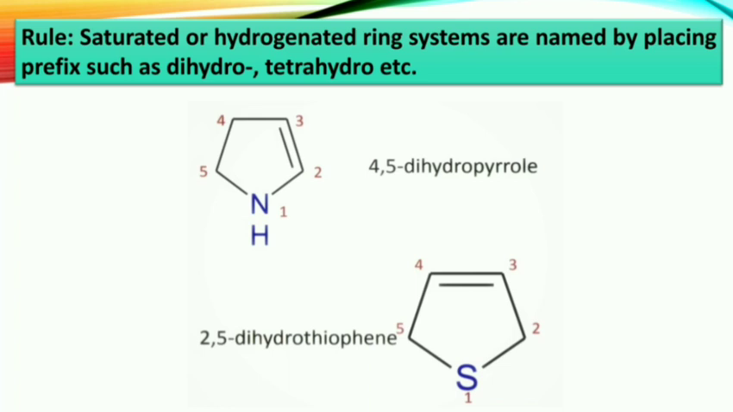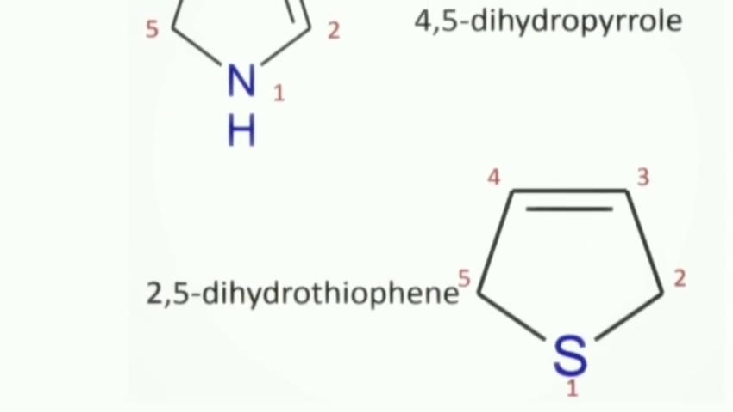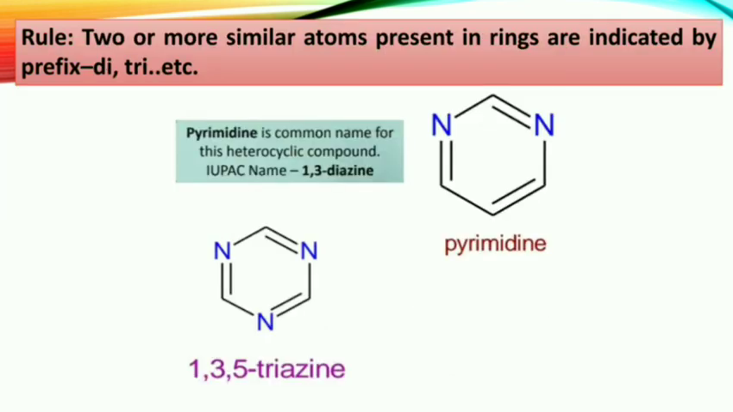We'll take another example containing sulfur as a heteroatom in the structure, and you can identify that the 3 and 4 positions are unsaturated in the structure, but the 2 and 5 positions are hydrogenated. Look at the position numbers 2 and 5 which are hydrogenated. So mention the numbers on the structure while you are giving the name. So 2,5-dihydrothiophene will be the name for the structure. Then we will see another rule. When 2 or more similar atoms are present in the ring, they are indicated by prefixes such as di and tri.